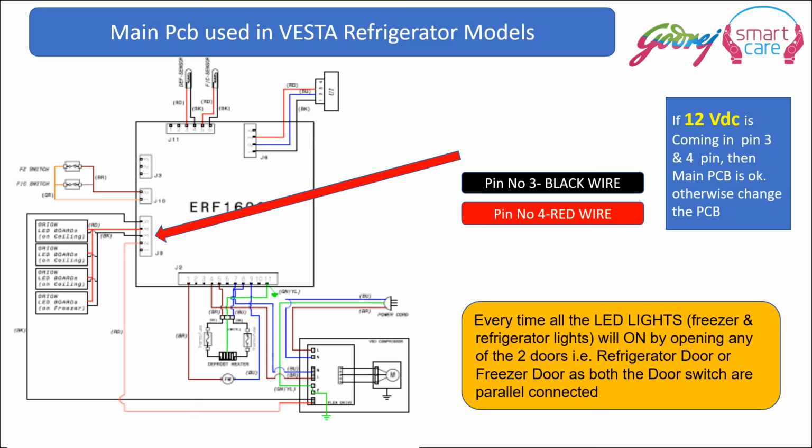All the LED lights, that is freezer and refrigerator lights, will be on by opening any of the two doors, refrigerator door or the freezer door, as both the door switches are parallelly connected. So pin sequence 3 and 4 are for the 12 volts DC LEDs.